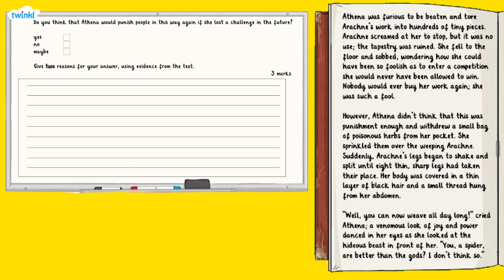Before we read our next extract, Athena revealed her identity to Arachne and they had a weaving challenge. Arachne won the challenge, beating the goddess Athena. So our next question is this. Do you think that Athena would punish people in this way again if she lost the challenge in the future? Give 2 reasons for your answer. You may wish to write your answer down on a whiteboard or a piece of paper, or be ready to say your answer out loud. Top tip, if the answer needs 2 reasons, you must include 2 different points in your answer.